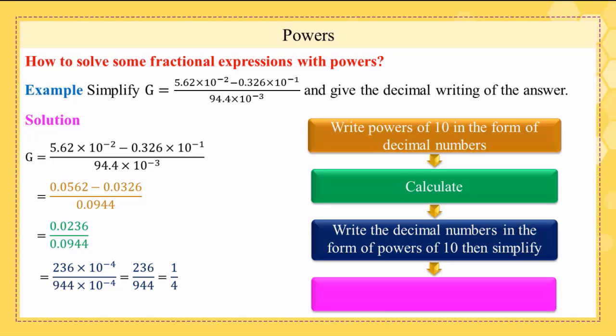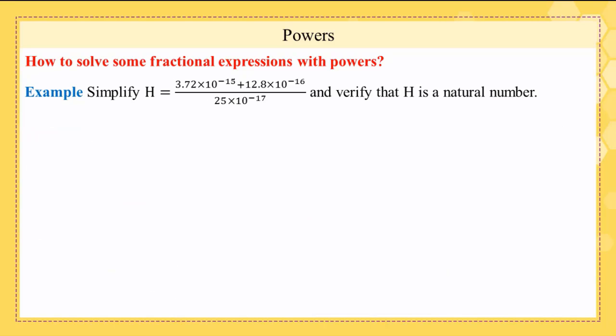Up till now we simplified g, but in the question he needs us to give the decimal writing of the answer, which is the fourth step. Thus we write 1 over 4 as a decimal number, so 1 over 4 equals 0.25. This is the last example.